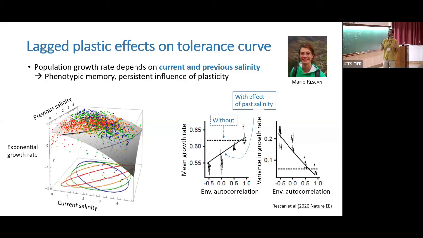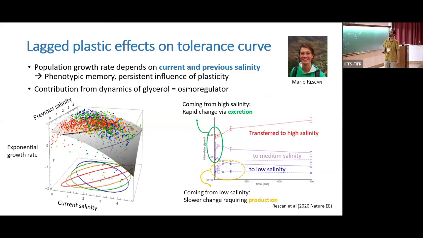So basically, we call that phenotypic memory because we didn't want to say it's transgenerational plasticity because people would say, oh, it's not generation, it's a microbe. And of course, they transmit their cytoplasm content, everything. So phenotypic memory: their state basically depends on where they have been a few cell generations ago. It's a kind of persistent influence of plasticity. And we think there's a strong contribution from this glycerol trait.